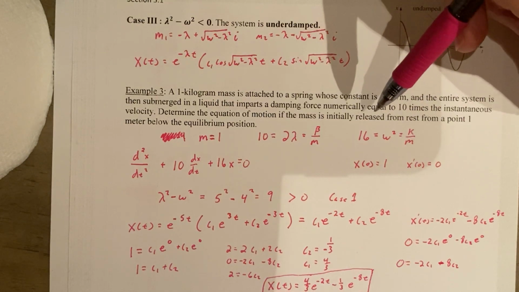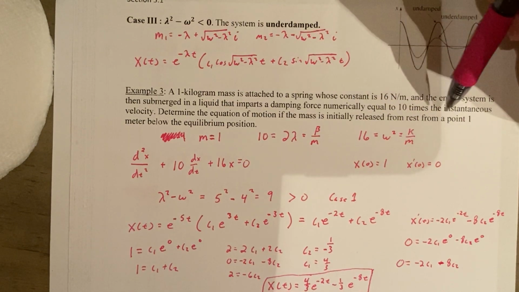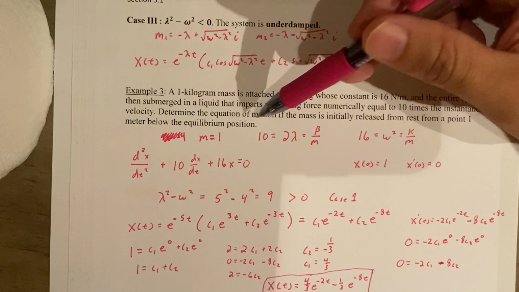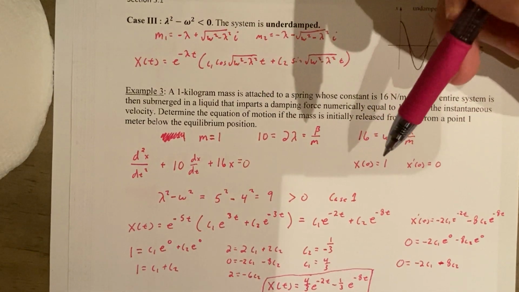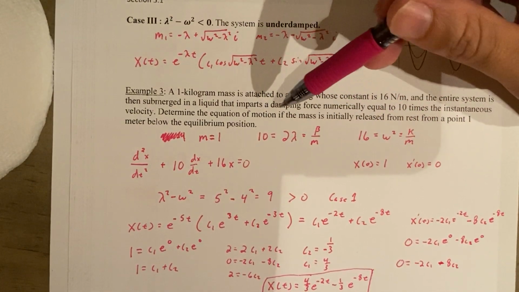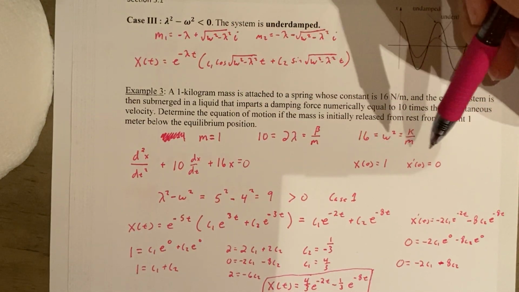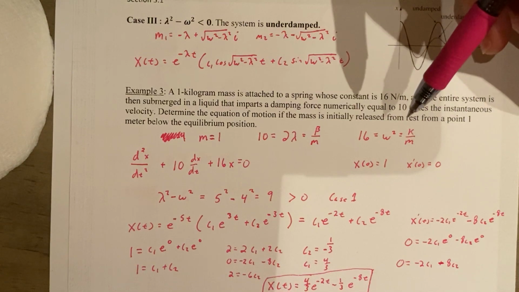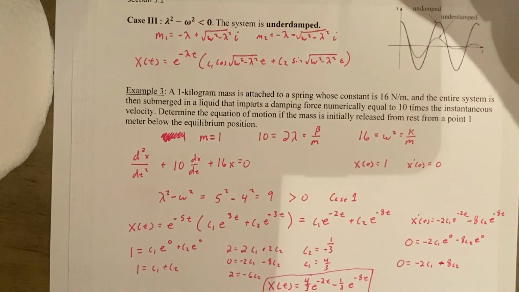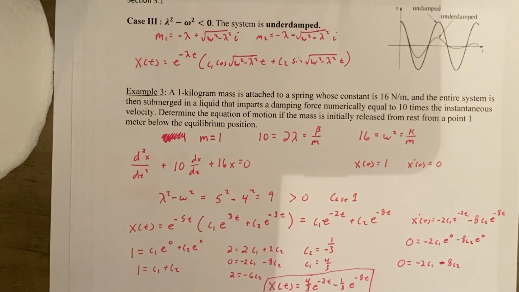So we're released from rest from a point 1 meter below the equilibrium position. So our initial position is 1 meter below the equilibrium position. Since we're below, it's positive 1, and because we're releasing it from rest, our initial velocity is 0.